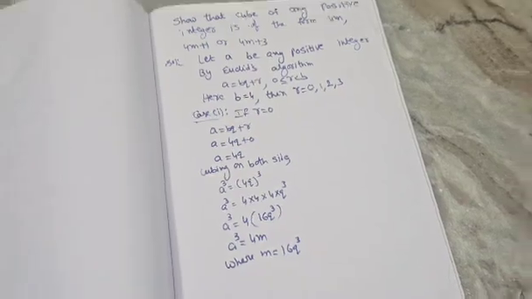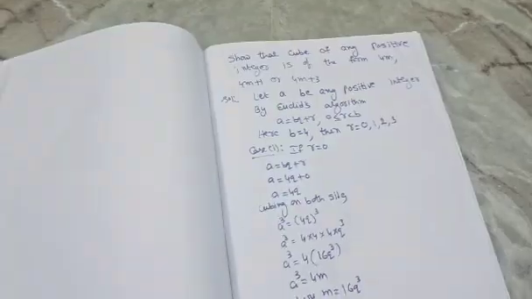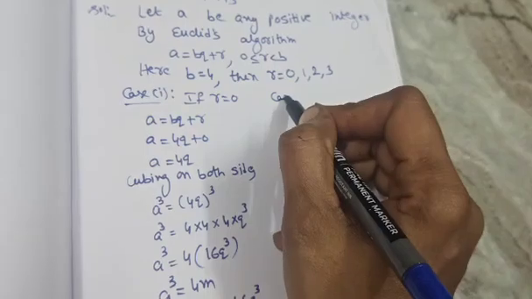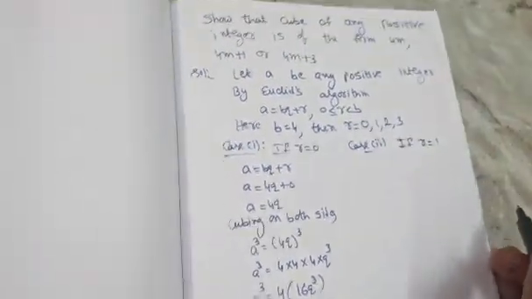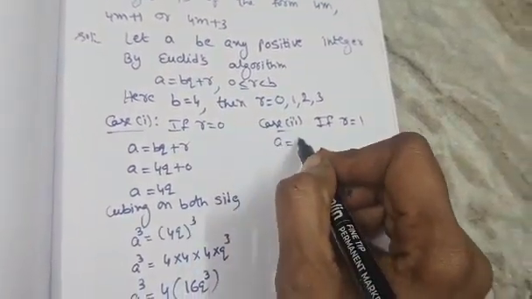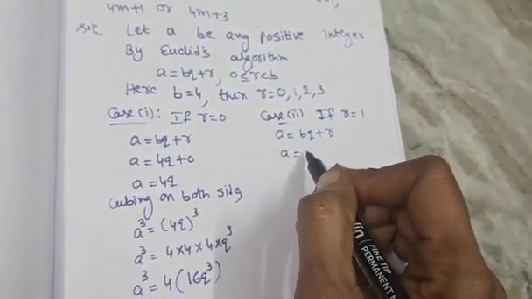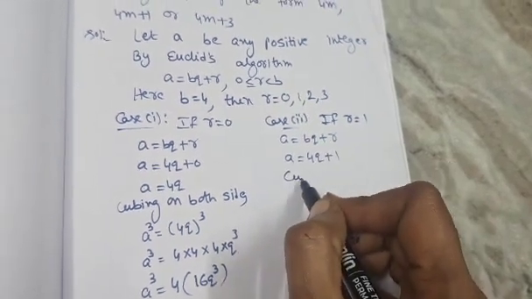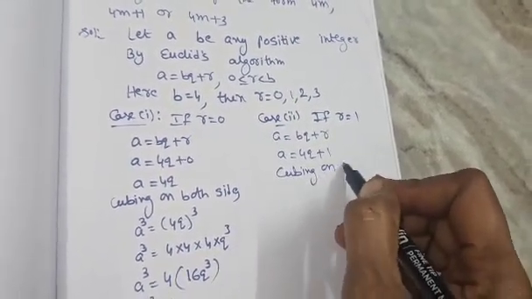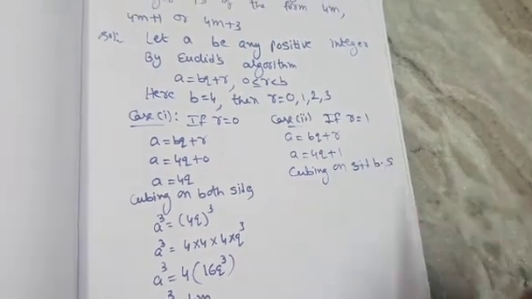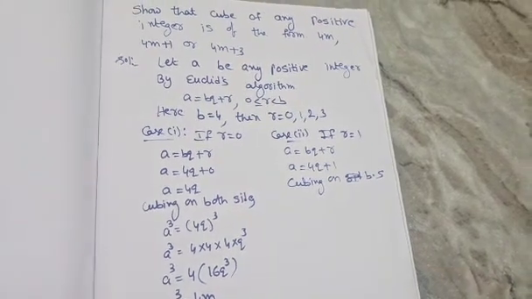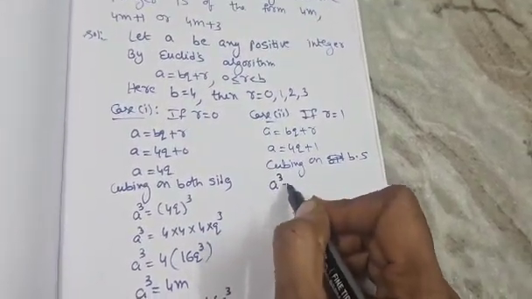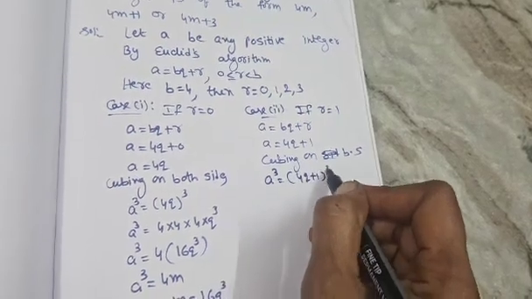Let's go to the next case. What is the next case? Case 2. If r equal to 1. You take r equal to 1. A equal to b cube plus r. A equal to 4 cube plus 1. We have to do cubing on both sides. Why? Because they told in the question, cube of any positive integer is of the form. So a cube equal to 4 cube plus 1 whole cube.